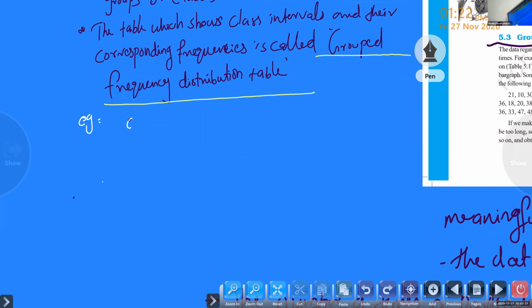Example: 0 to 10, 10 to 20, 20 to 30. These are examples for class intervals. This is a class. This also is a class. All these are classes, each a class.